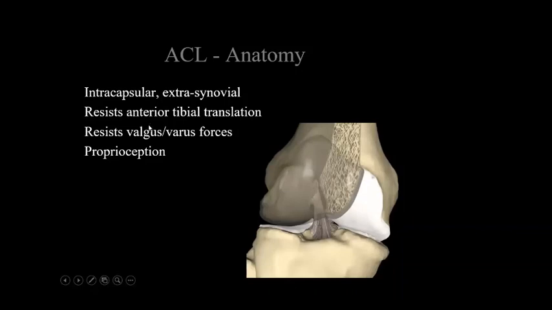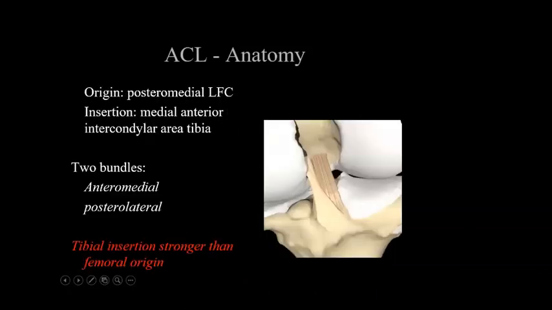The ACL resists the anterior tibial translation and also resists valgus and varus forces. ACL is also important for proprioception. The origin of the ACL is from the posteromedial aspect of the lateral femoral condyle, and then it inserts into the tibia at the tibial insertion. The ACL has two bundles. It has the anteromedial bundle and the posterolateral bundle.